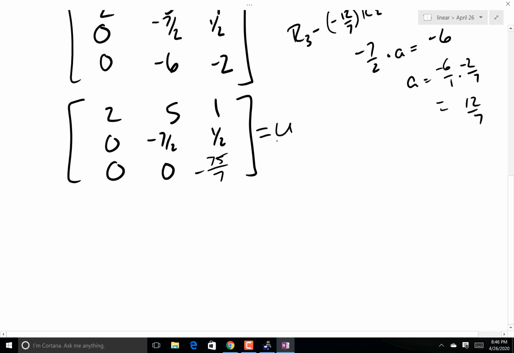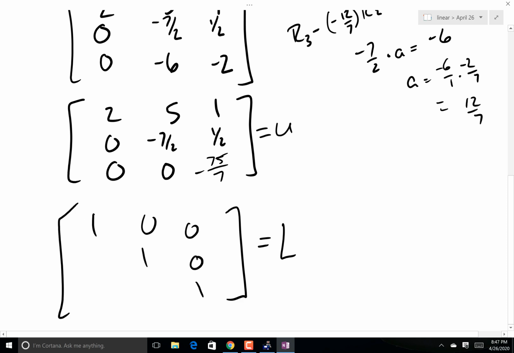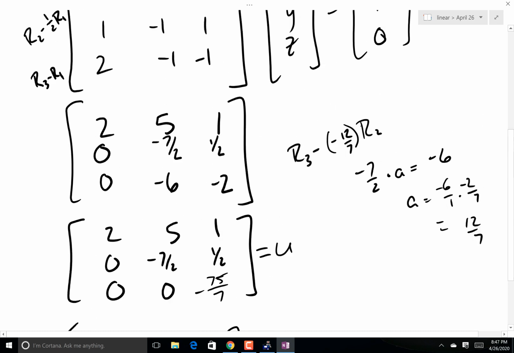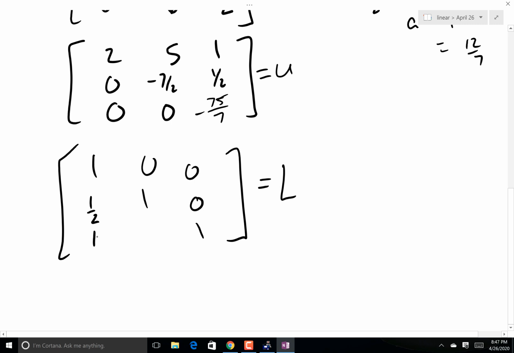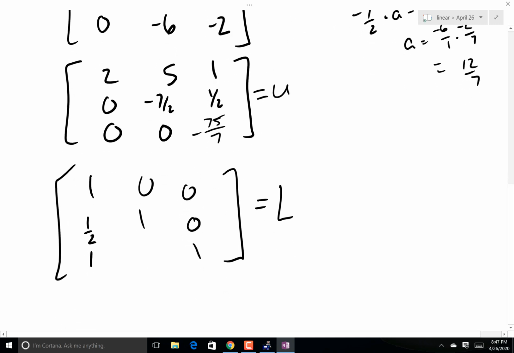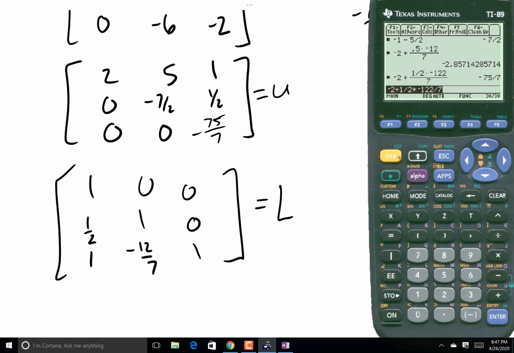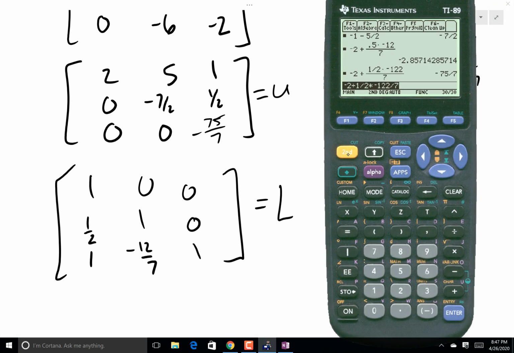So then this is your U. And then your L, again, start off 1, 1, 1, 0, 0, 0. And then the lower ones will be 1/2 and 1. And then negative 12 sevenths. And just to corroborate that that is the correct answer, let's go ahead and punch it in. Remember, it's L times U.